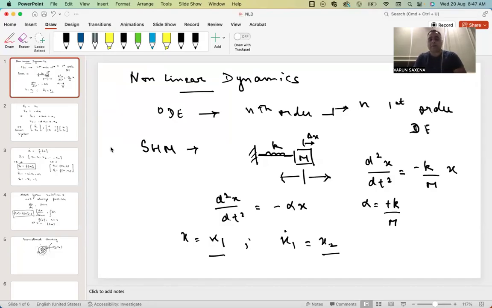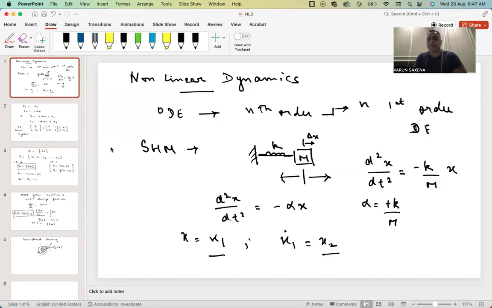In general, of course, dynamics is modeled as a second order differential equation. But even if you have an nth order differential equation that encapsulates the dynamics of the system, this nth order differential equation can actually be decomposed into n first order differential equations. Let me illustrate that by taking a very small and simple example, that of simple harmonic motion.